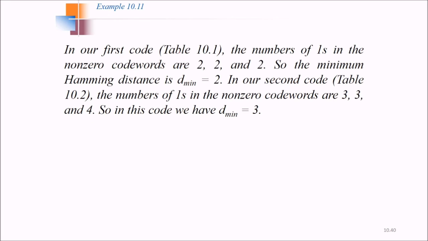So in our first code, that is in table 10.1, the number of ones in the non-zero code words are how many? 2, 2, 2. So the minimum Hamming distance will be 2. But in our second table 10.2, I hope you recall these two tables. Otherwise, you just go back and watch it once more. The number of ones in the non-zero code words are 3, 3, 4. So the minimum will be 3.